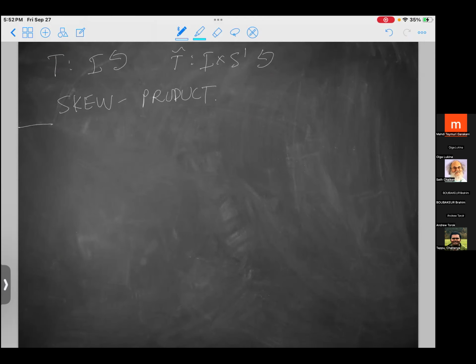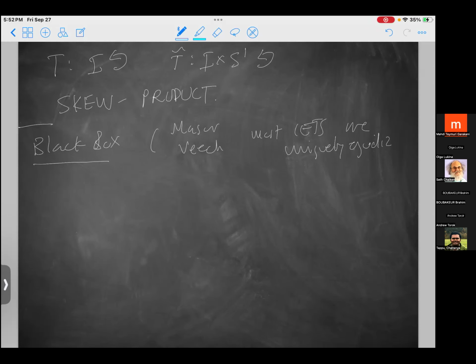So let me black box something. This is a really incredible collection of results of Mazur and Veech in particular, that in a very precise sense, most IETs are what's called uniquely ergodic, where uniquely ergodic means that Lebesgue is the only preserved measure.